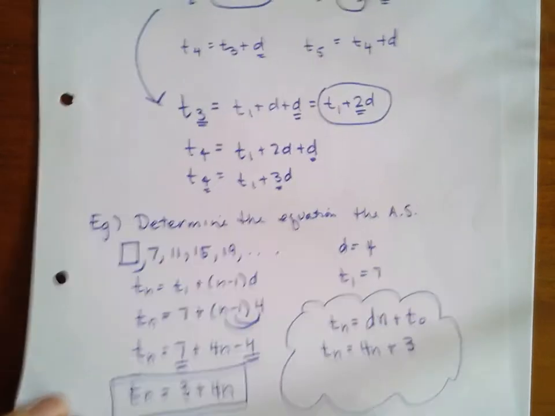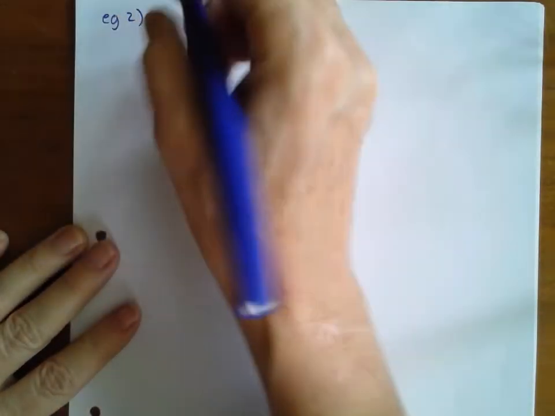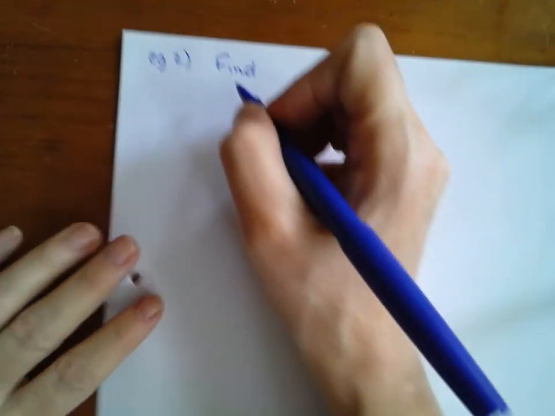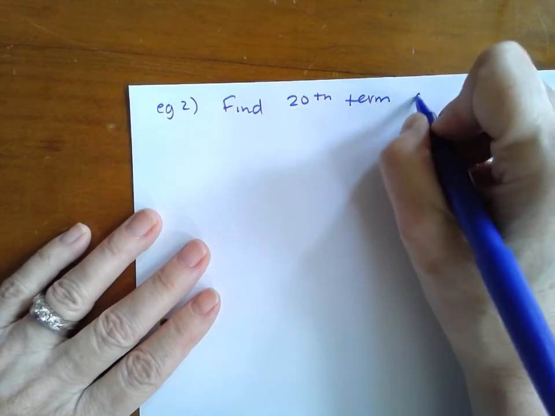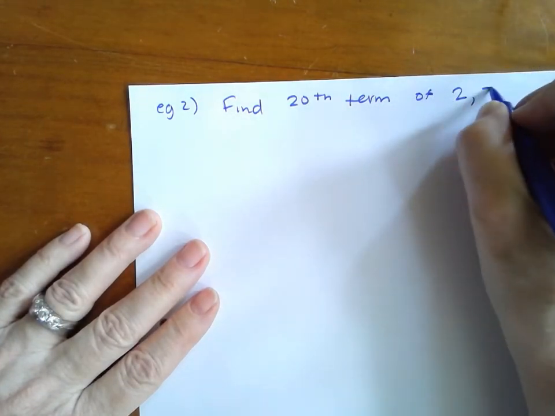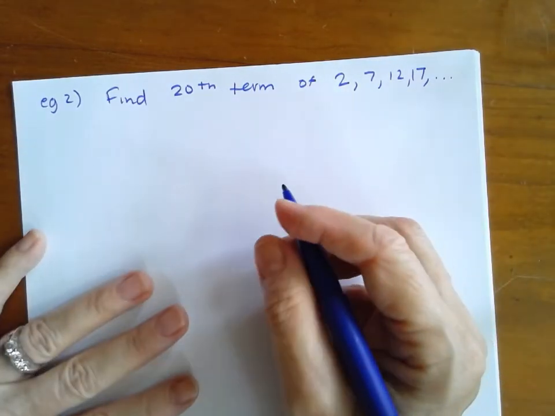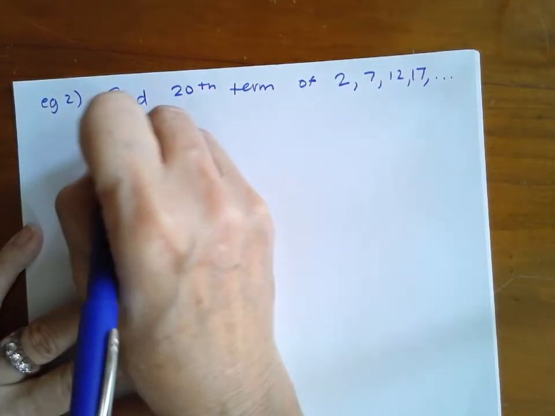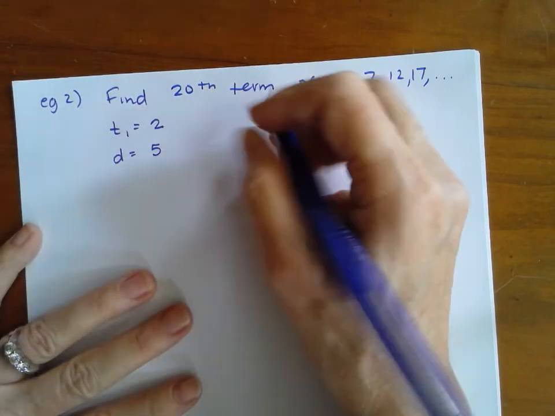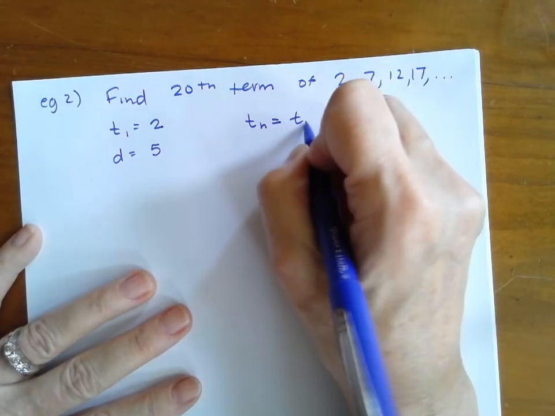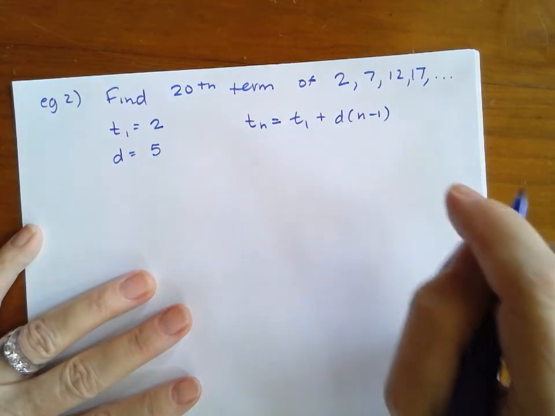I think I have time to do one more. So we're going to go to example 2: find the 20th term of 2, 7, 12, 17, dot, dot, dot. That AS, so t sub 1 equals 2 and d equals plus 5. I write t sub n equals t sub 1 plus d times n minus 1. I think that's written the wrong way around, but it doesn't matter at all.